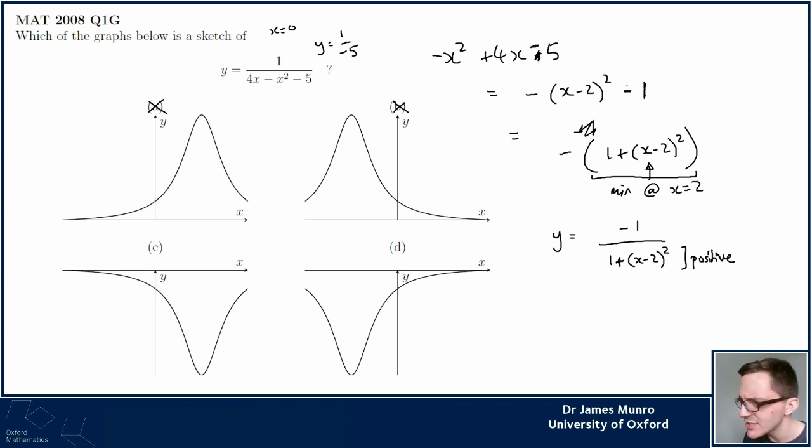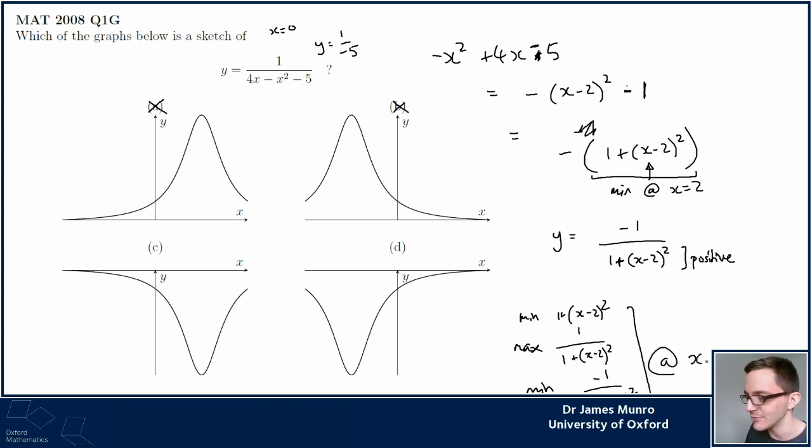I said when this was a quadratic, that was the minimum of the quadratic when x is 2. The minimum of this quadratic, the minimum of 1 plus x minus 2 squared, is going to be the maximum of 1 over that, which is going to be the minimum of minus 1 over 1 minus x minus 2 squared. All of those happen at x equals 2. So the minimum of the quadratic is the maximum.